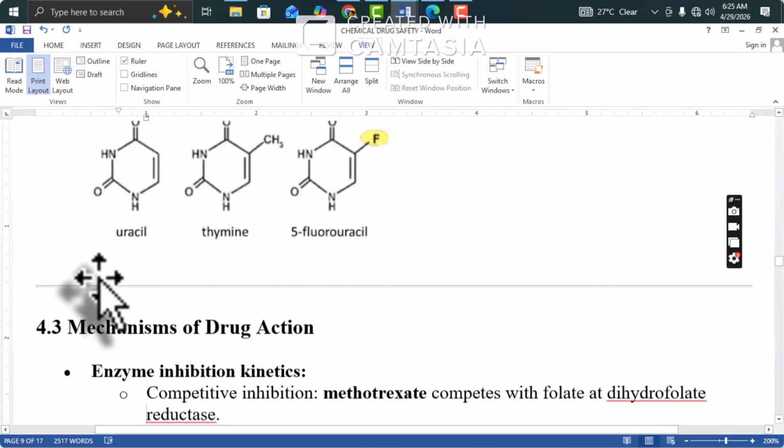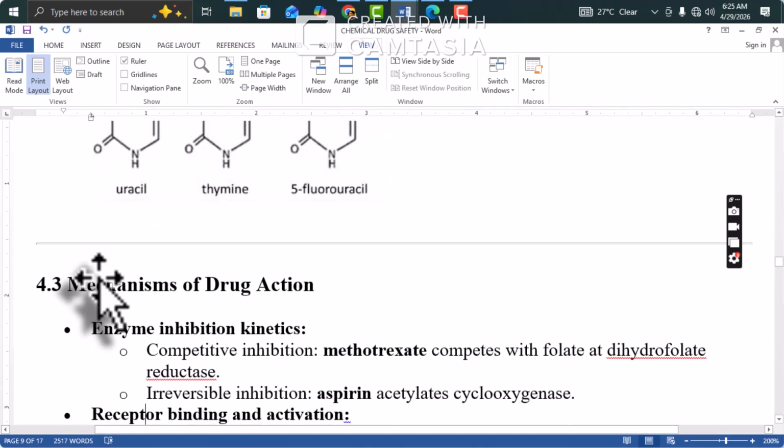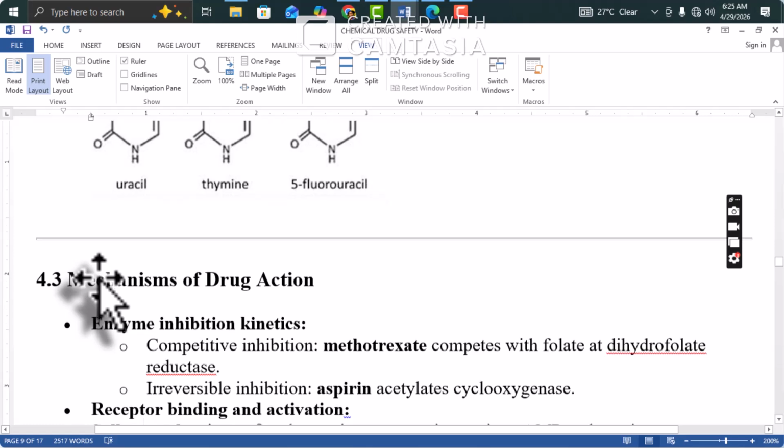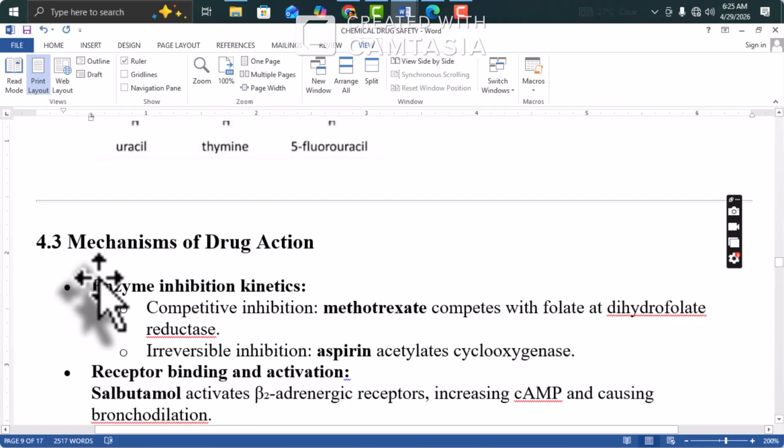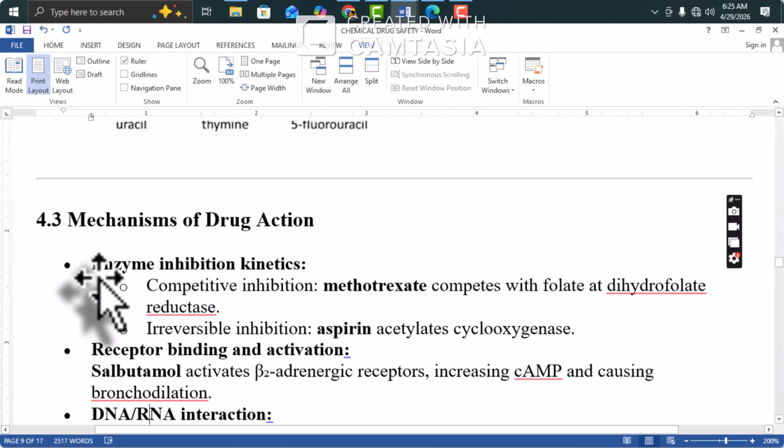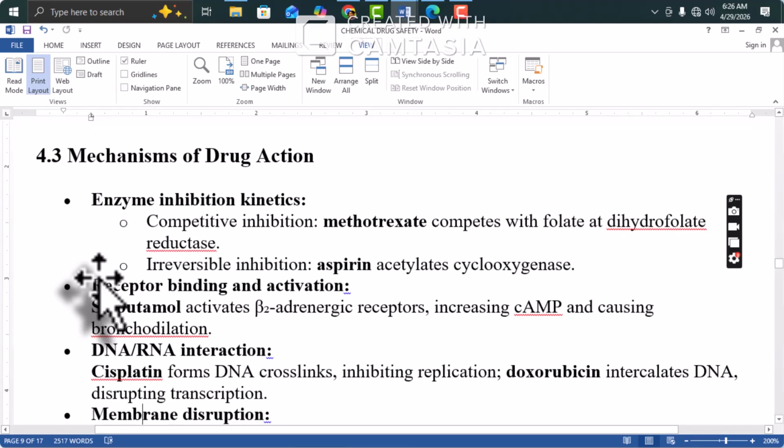Now to number 3, mechanisms of drug action. So we are looking at the action of the APIs in the body, how they act to solve problems, to cure diseases, to manage diseases. So the mechanisms of action. So that's 3 now. So A is enzyme inhibition kinetics.